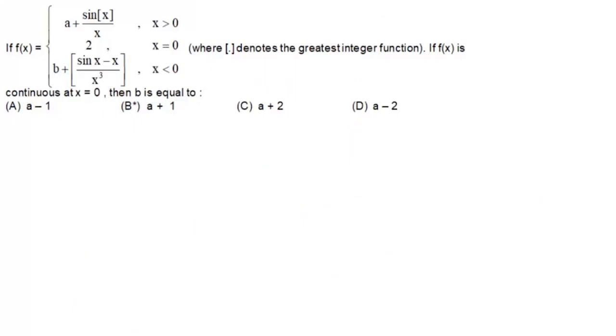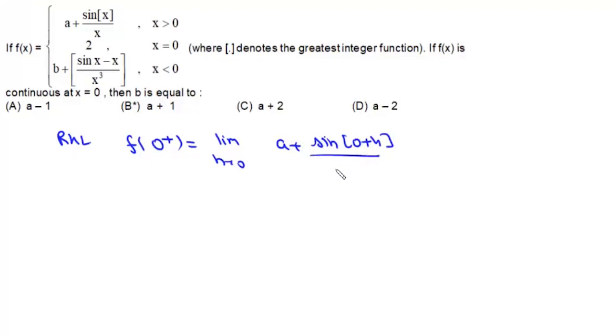Like the question is, we are given this function f(x) and it says if f is continuous at 0, then find the value of b. Now if we look at its right hand limit, it will be f(0 positive), and it is limit h tends to 0 of a plus sine(0 plus h) upon h. Now sine of 0 is 0, so it is not 0 upon 0 form, but it is 0 upon h, and 0 upon h is 0. So this is a.